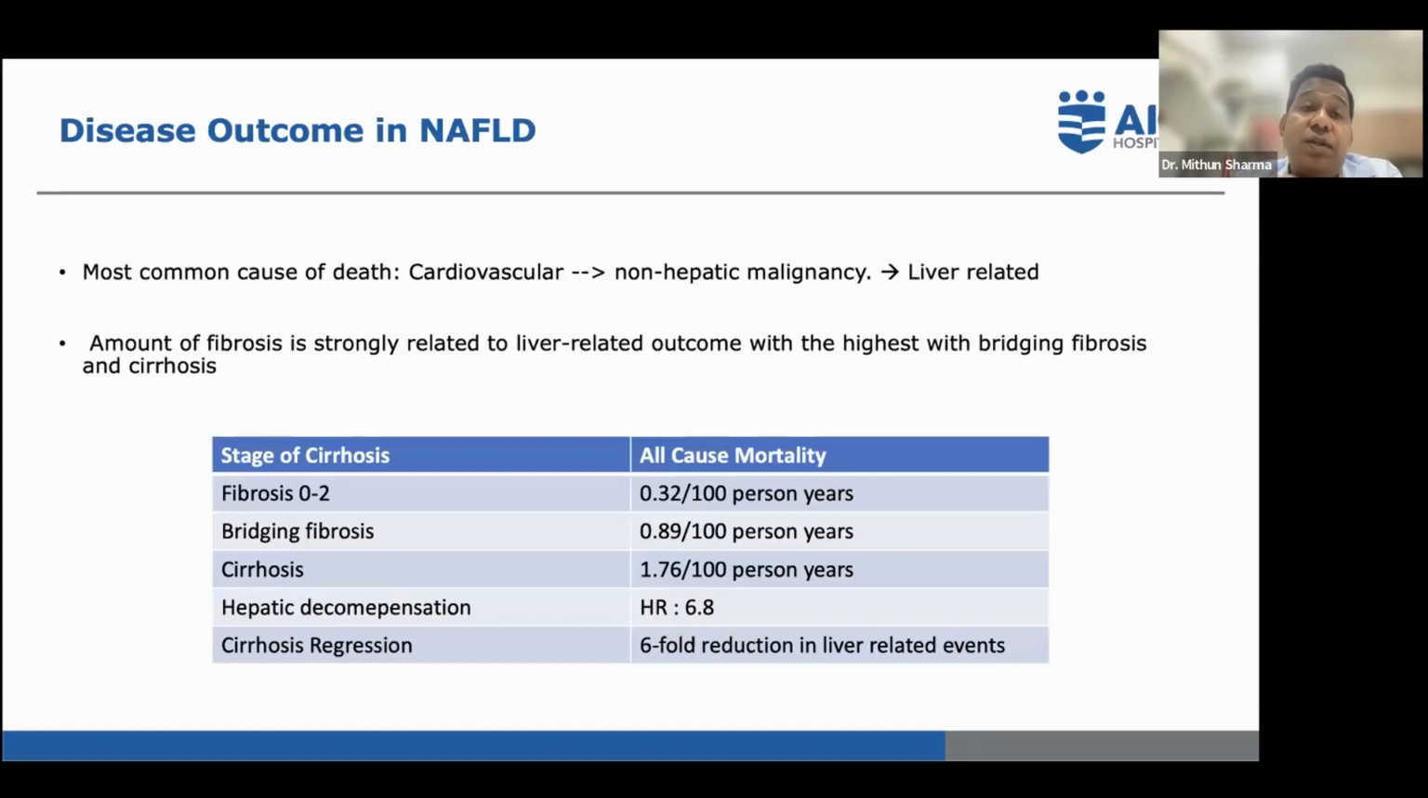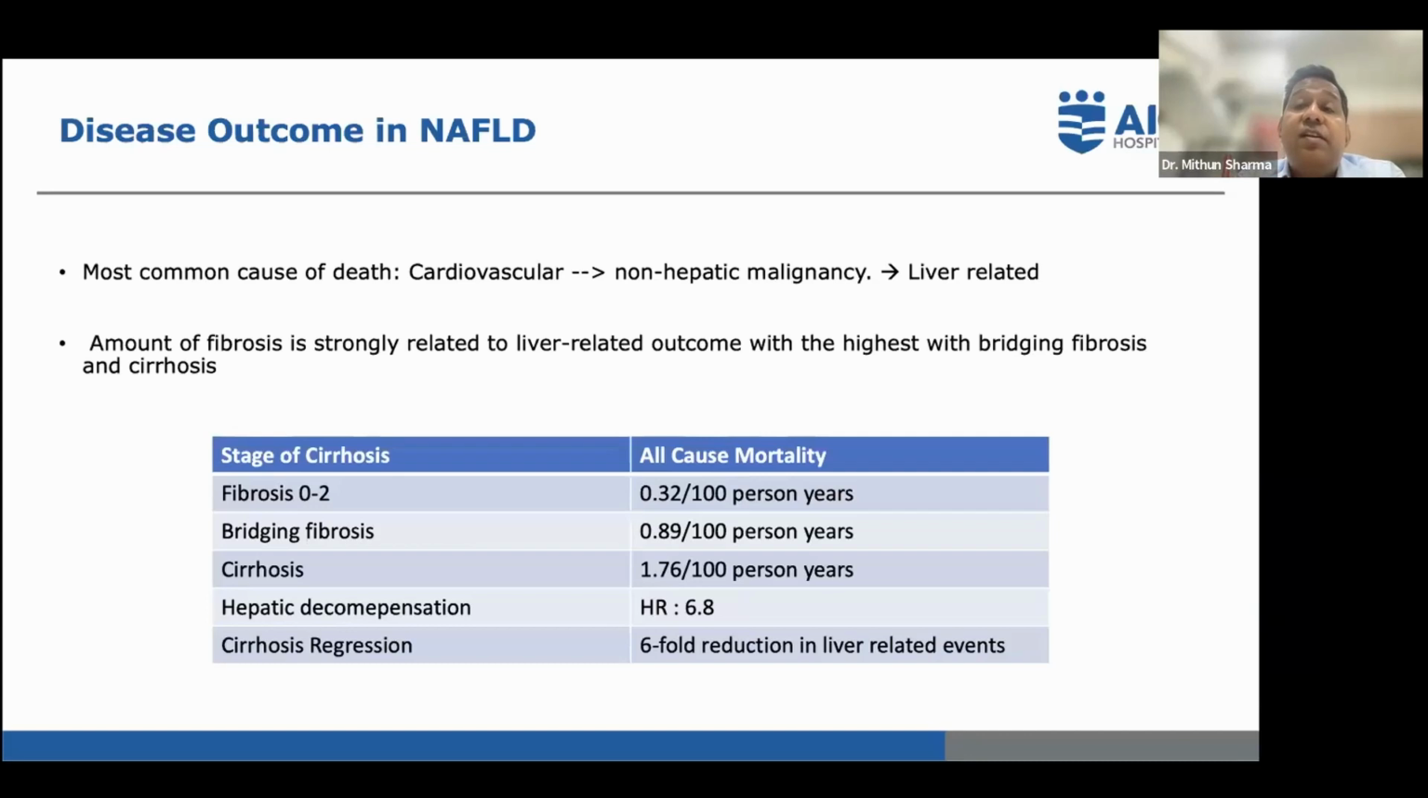When we talk about the disease outcome in patients with fatty liver, we should understand that the most common cause of death in these patients is not the liver. It is cardiovascular disease, mostly a coronary artery event. This is followed by death due to a non-hepatic malignancy. And finally, it is related to a liver-related cause.